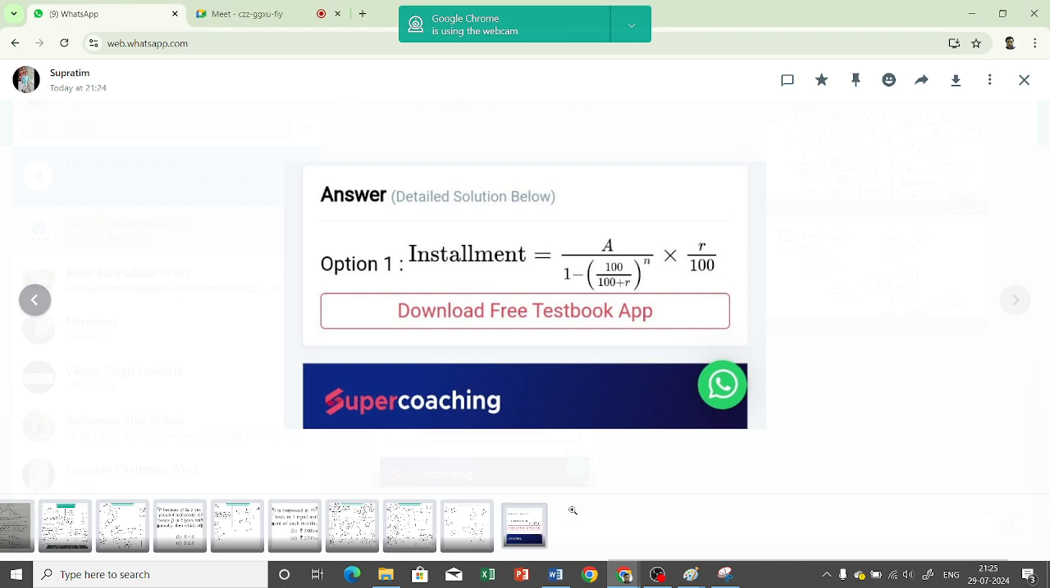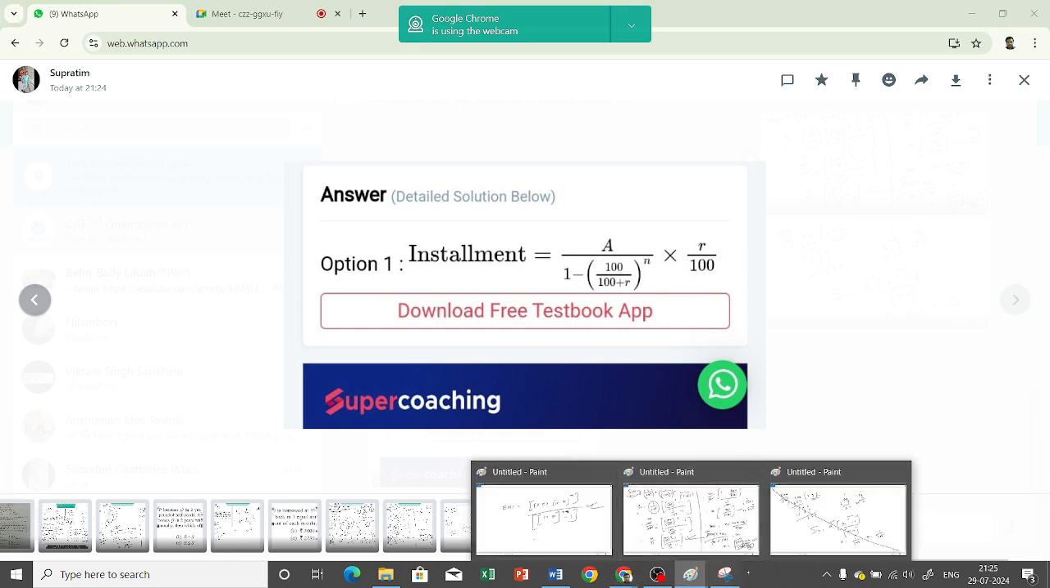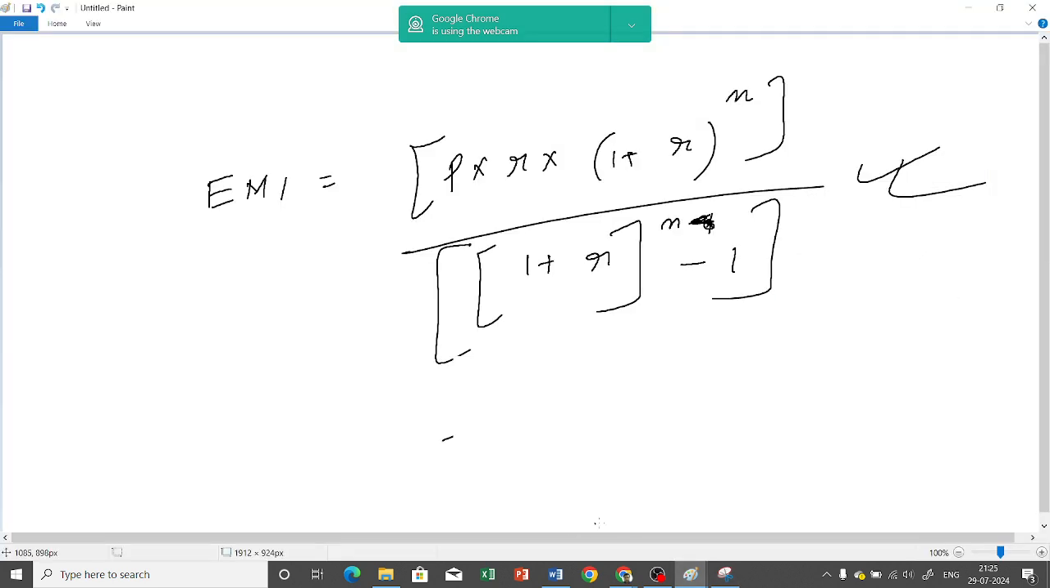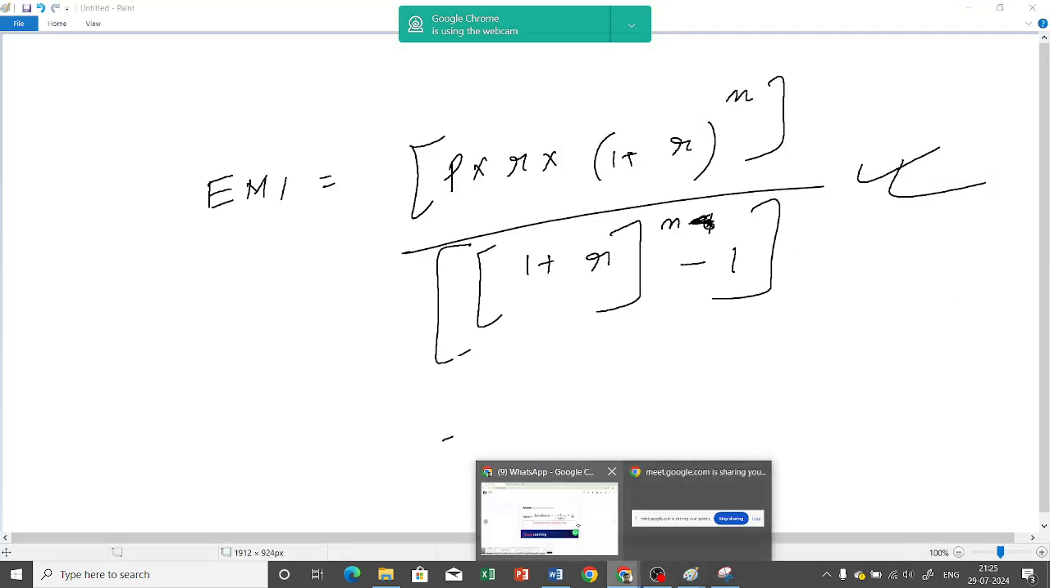Applying this, is the answer coming? Yes, it came. Okay, okay, 2937.67 is the answer. Right, okay, you can learn this formula as well.